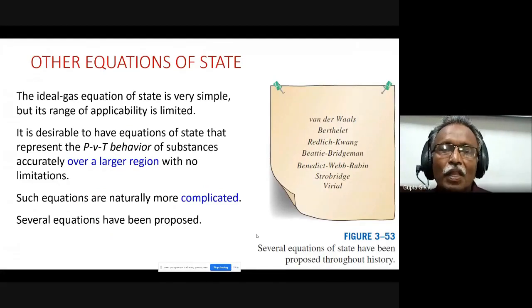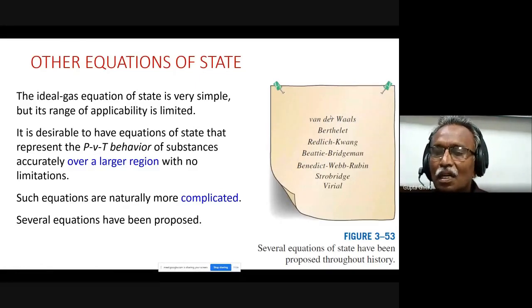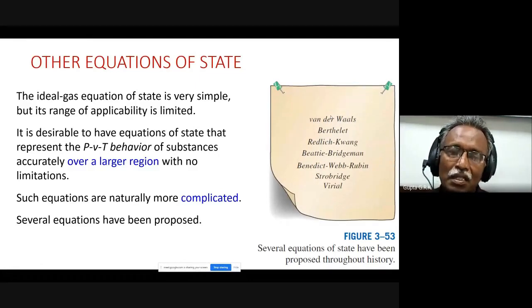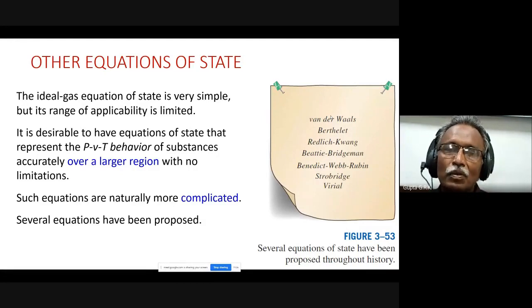Okay, so there are some other equations of state. Many people have given equations of state, like Van der Waals, Berthelot, Redlich-Kwong, Beattie-Bridgman, Benedict-Webb-Rubin, Strobridge, virial coefficients, right? Various equations of state are available. But you cannot have a single equation of state which is valid for the whole range of pressure, temperature and density, and each equation has its range of application. So we will see that.